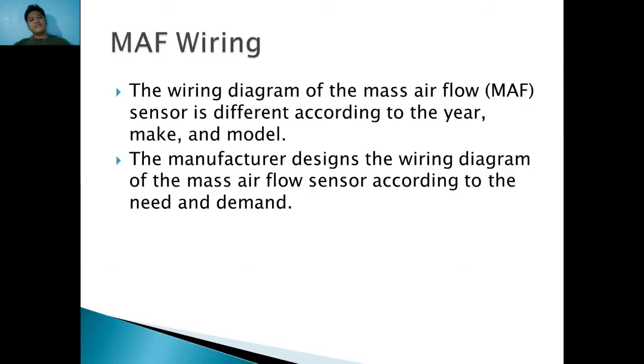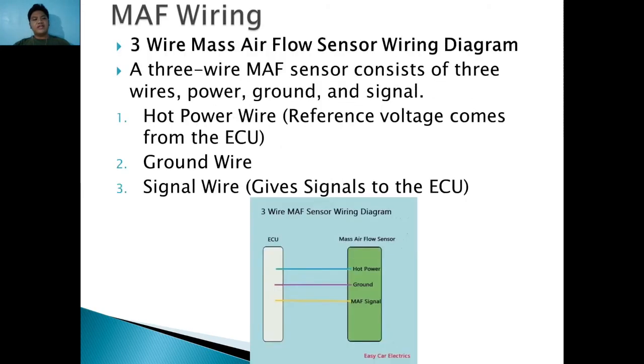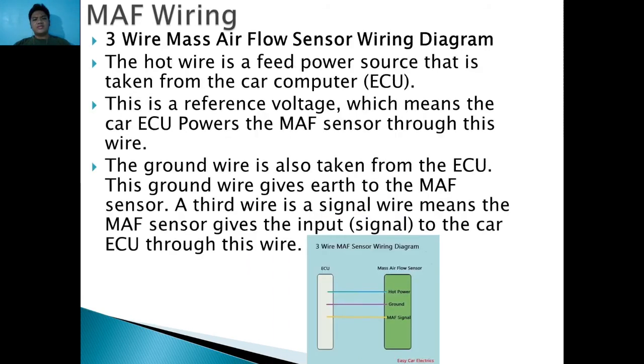MAF wiring. The wiring diagram of the mass airflow sensor is different according to the year, make, and model. The manufacturer designs the wiring diagram of the mass airflow sensor according to the need and demand. Three-wire mass airflow sensor wiring diagram. A three-wire MAF sensor consists of three wires: power, ground, and signal. The hot power wire's reference voltage comes from the ECU, with a ground wire, and a signal wire gives signals to the ECU.